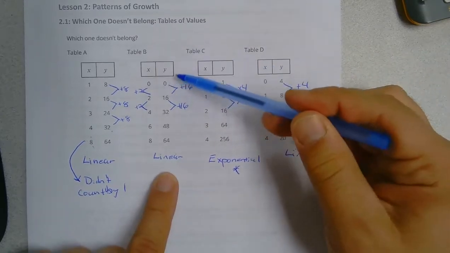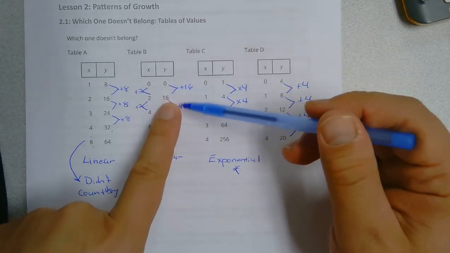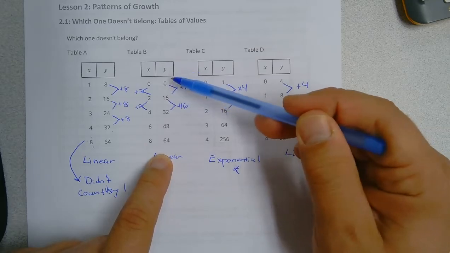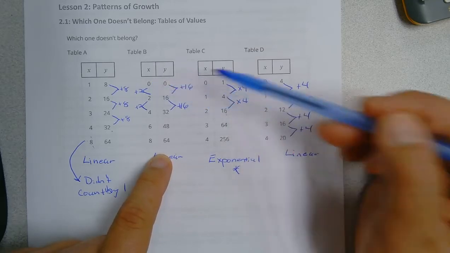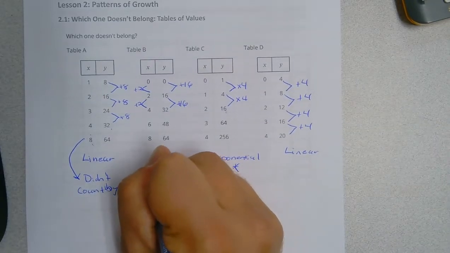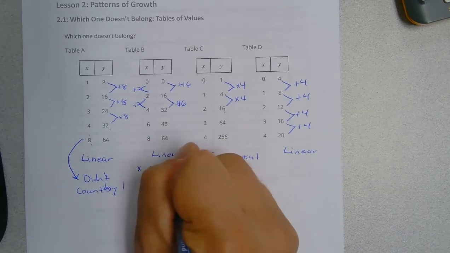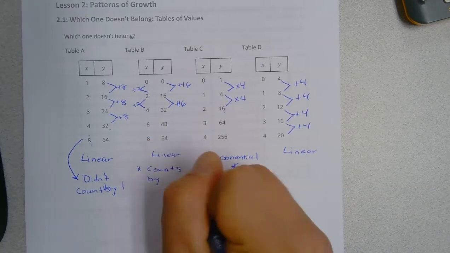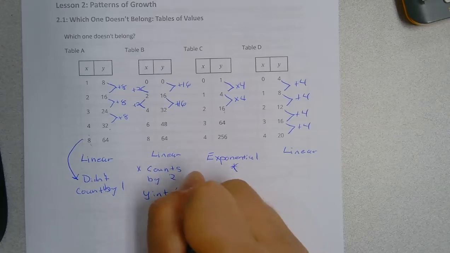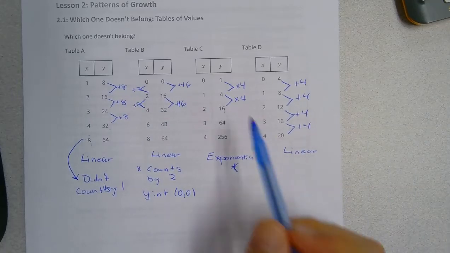And then if I'm looking at why this one might not belong, it's counting by 2 every time. So that's one reason. But it also is the only one with a y-intercept of 0 because it starts at 0, 0. So I'm going to put on here x counts by 2. And then another reason is the y-intercept is 0 for x and 0 for y. All of the other ones have an initial value.